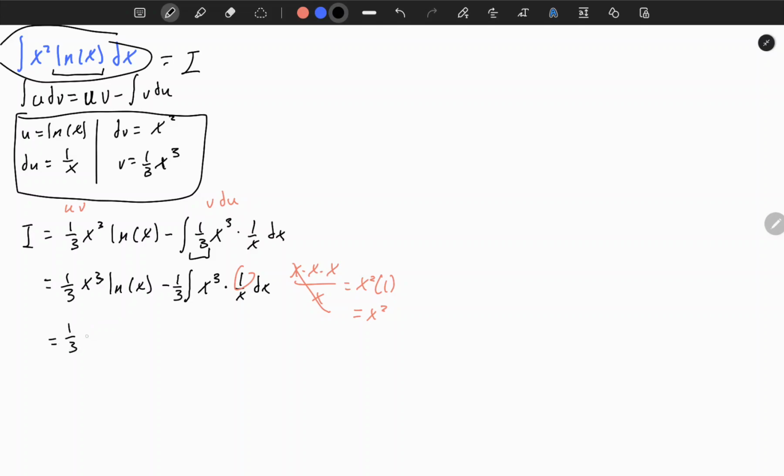And so now that got simplified, we write this again. 1 over 3 times x cubed times the natural log of x minus 1/3 times the integral of x squared dx. And so now all we got to do is just integrate this part right here. So I'm going to work this off to the little side here. What we really got to do now is just add 1 to the exponent of x squared, which then will be 2 plus 1 is 3, and so we can just pull out the 1/3.